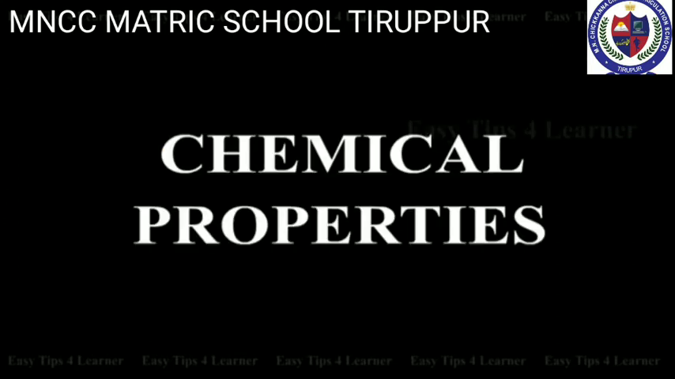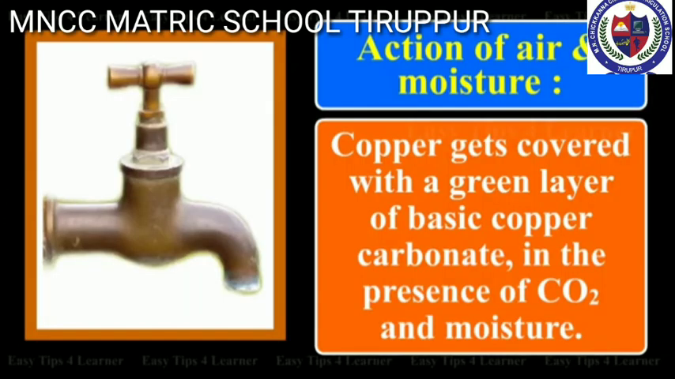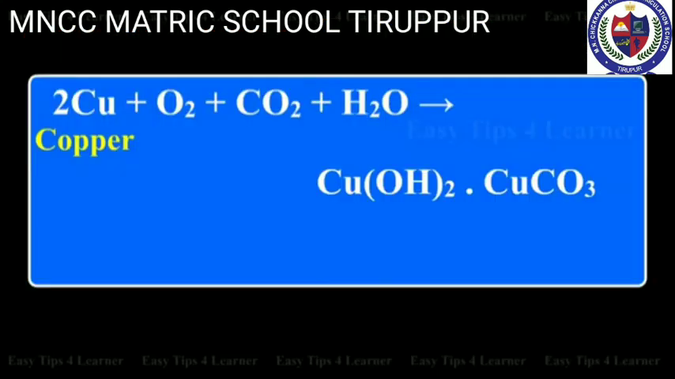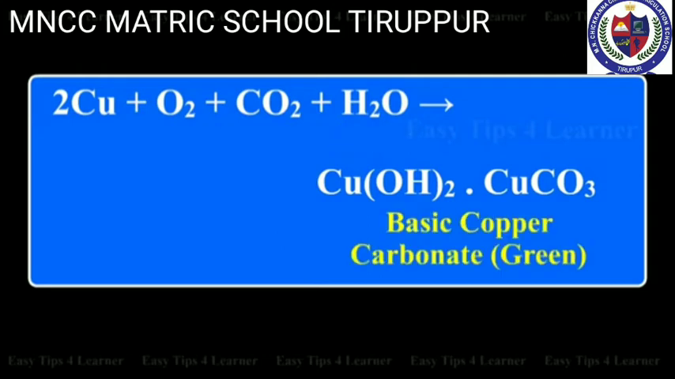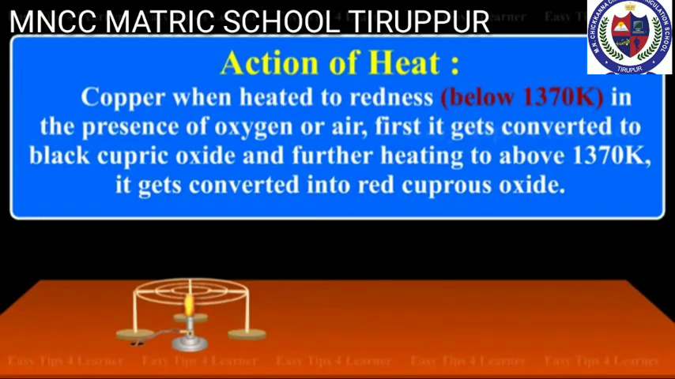Now let's learn about chemical properties of copper. First reaction, action of air and moisture. Copper gets covered with a green layer of basic copper carbonate in the presence of carbon dioxide and moisture. Copper reacts with oxygen, carbon dioxide and water to form basic copper carbonate.